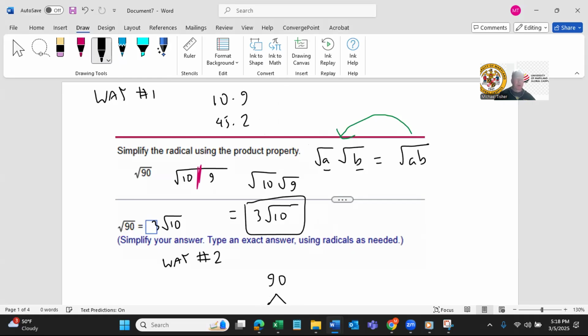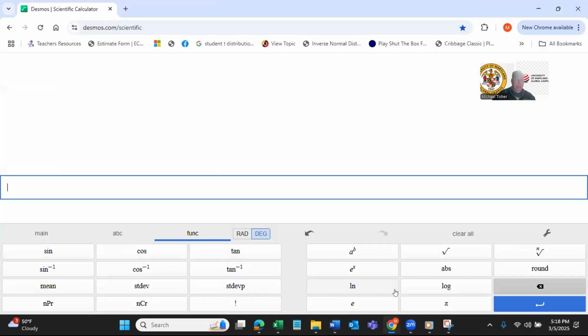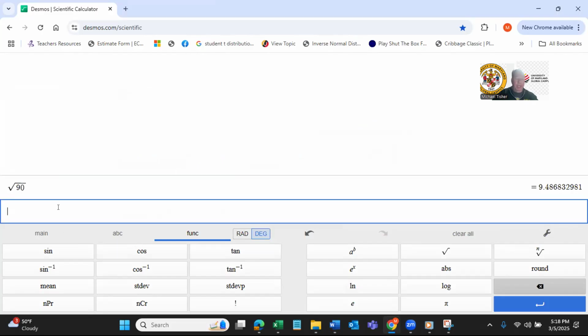Now let's check this to make sure we have the right answer. One way is to use the Desmos calculator. Let's put in square root of 90. And it's about 9.486832981. Now, let's put in the answer, which was 3 square root of 10. And we get the same decimal, 9.486832981. So since we got the same decimal for each of these, then 3 square root of 10 is definitely the right answer. If you get a different decimal for each of those, then we did something wrong. We have to go back and try to fix what we did wrong.